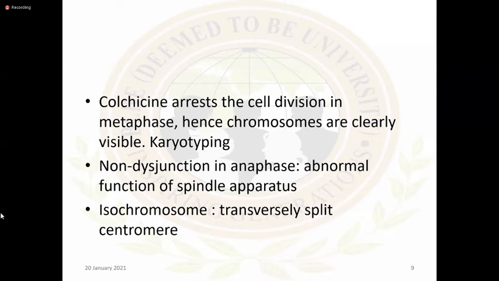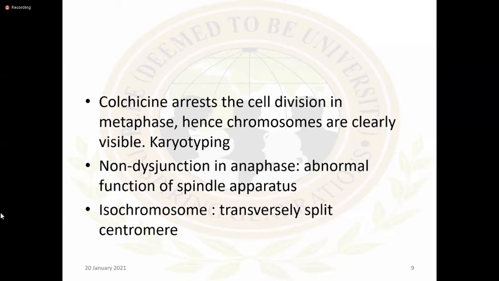So if the microtubules at this part are not functioning properly, what happens to this chromatid? It will be pulled to the other side only. So what will happen to number of chromosomes there? Number of chromosomes in one cell will be more and in the other cell will be less. So that leads to many abnormalities.